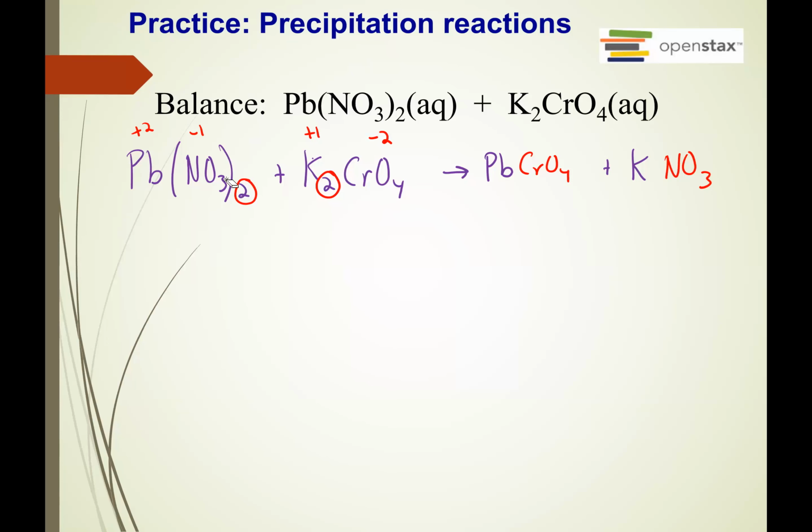The reason we don't take them is because they were there to balance the charges. So remember when we did nomenclature and you had to do your crisscross or your algebra way? That's why those were there. We don't take them because we might not need them. So if we look at our charges, PB is +2, chromate is -2, K is +1, and nitrate's -1. Do I need to balance those charges? We do not. We don't need those coefficients.